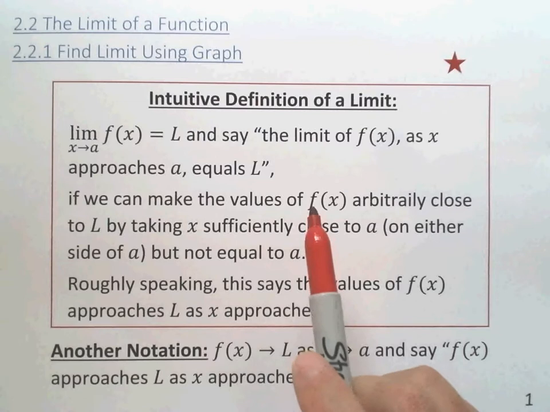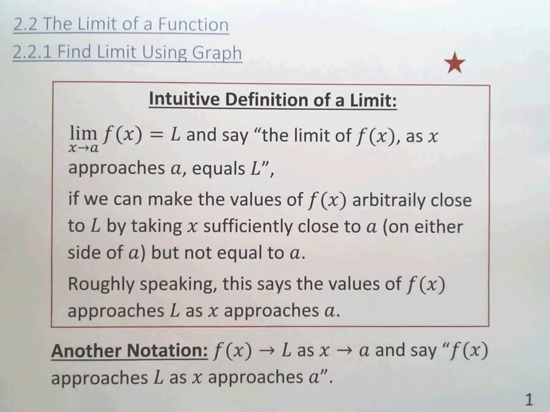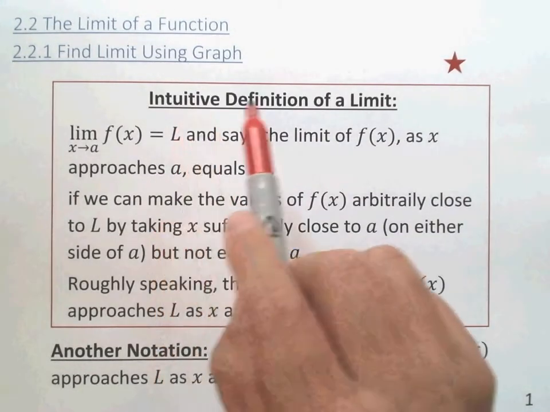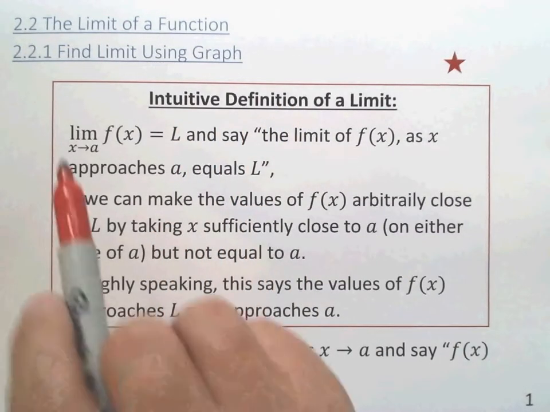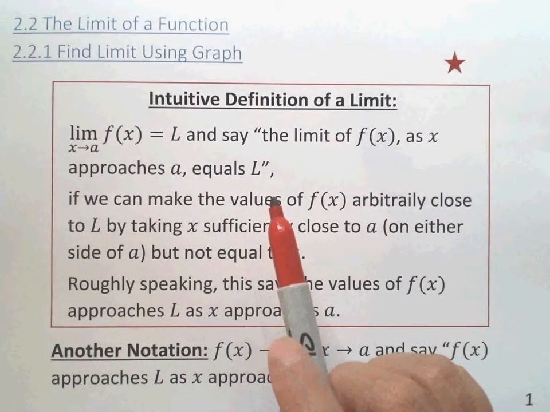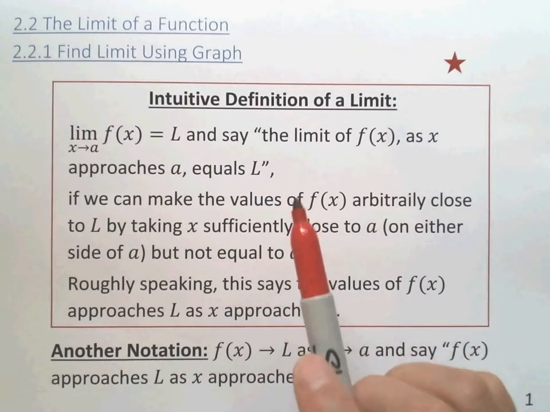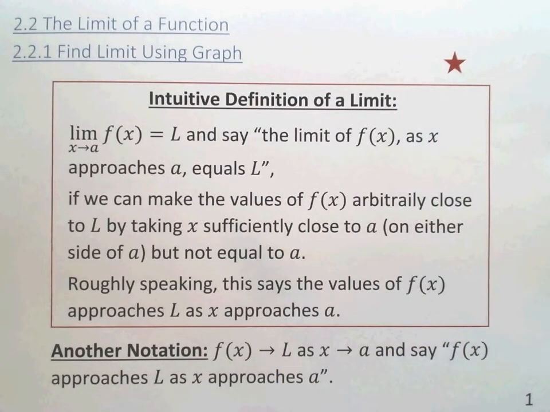So here is what the definition is. We call it the intuitive definition. Keep in mind that when we go into 2.4, we will give a very strict mathematical definition using epsilon and delta language. So first, what is the intuitive definition?